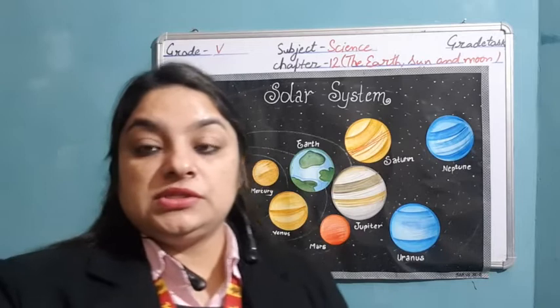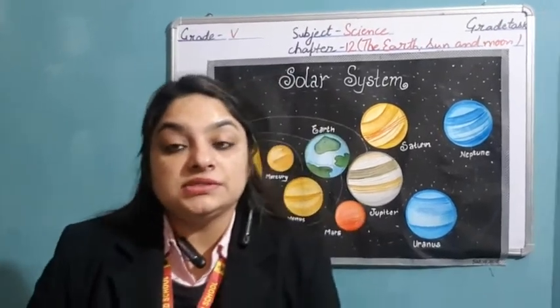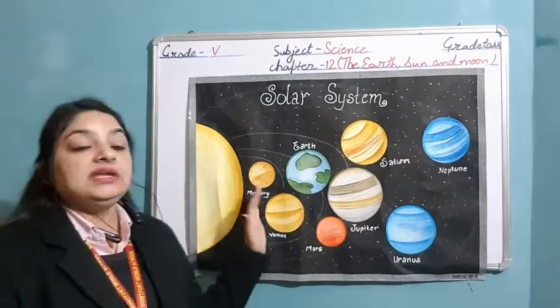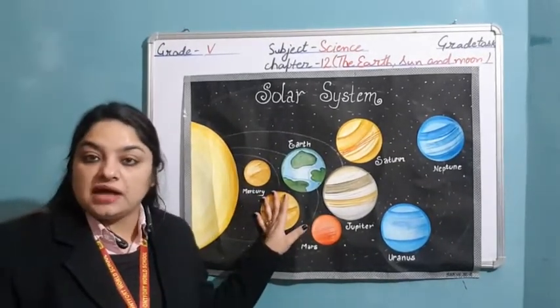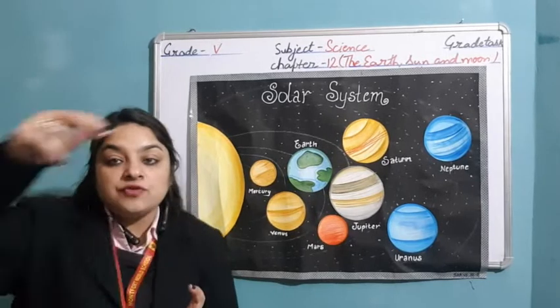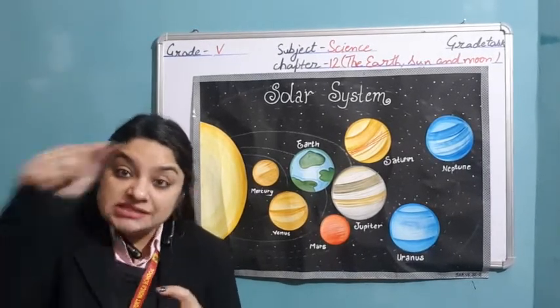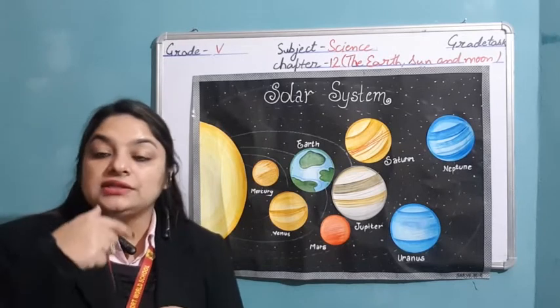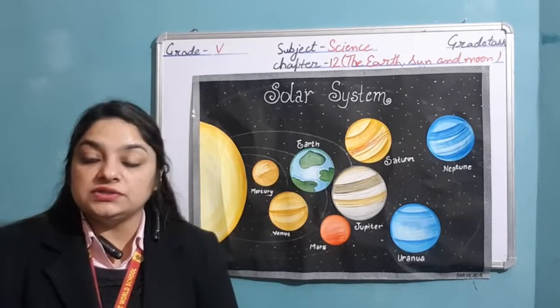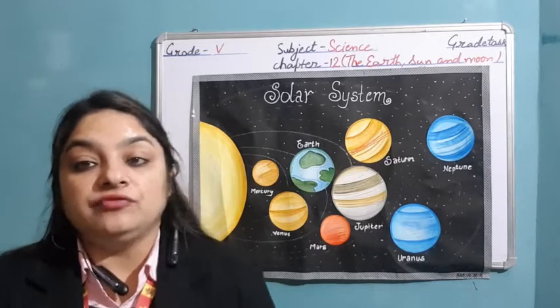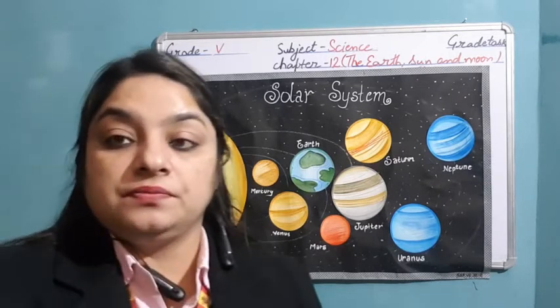After this, we'll study about the Earth. Before we start, all these planets revolve around the sun in a fixed path. The position of the sun is fixed, and all the planets are revolving around the sun, and the fixed path in which they revolve around the sun is known as an orbit. All the planets have their own orbits.